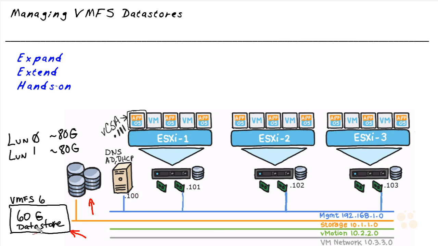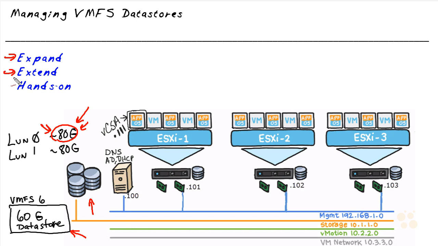However, if we created this 60 gigabyte data store using most of LUN 0 on this iSCSI target, what if we need to grow that data store and make it bigger? Is it possible? And the answer is absolutely yes. We can expand the data store. For example, we could take this 60 gig data store and expand it to use all the rest of that space. So that would change this from about a 60 gig data store to an 80 gig data store.